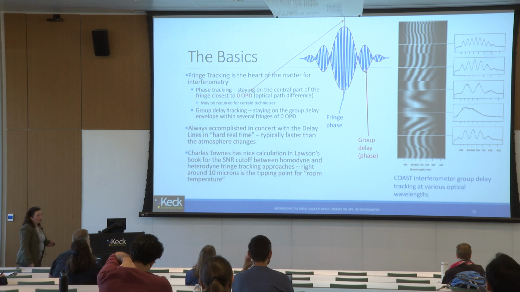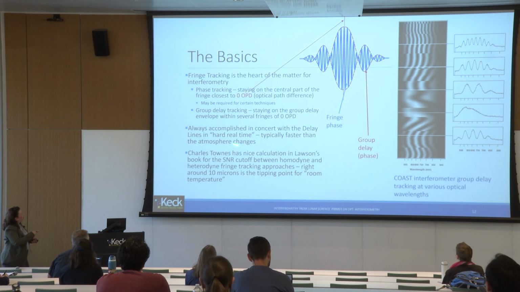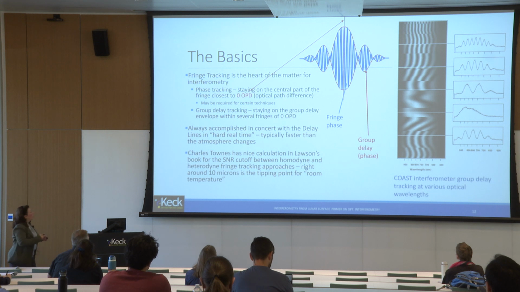It may actually be required for certain types of techniques that we want to use in interferometry. When we do the group delay tracking, we're more interested in just keeping track of where this envelope is and chasing it as the atmosphere, in the case of on the Earth, is pushing it around, or various things in your interferometer. So we do this by having these delay line things that I haven't talked about yet connected in hard real time, which means typically faster than the atmosphere changes, so milliseconds, with the detector that's looking at the fringes at the same time.